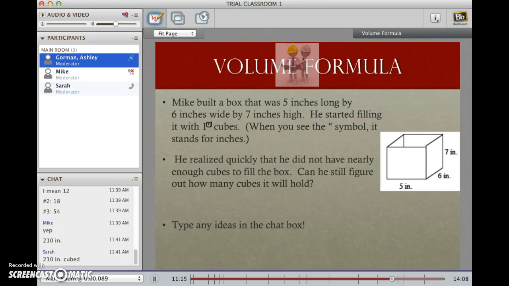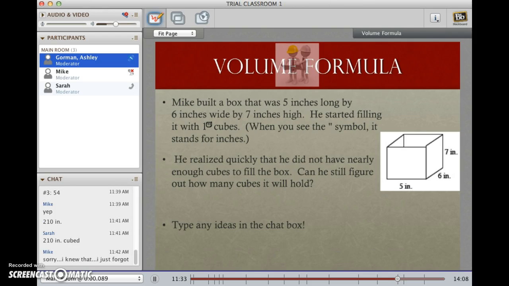Now, it looks like Mike does have an answer ready, but I do like how Sarah put in, it should be cubic inches because we're talking 3-dimensional. Okay, if we were in 1 dimension, it would be inches, but because we're talking about volume, it is cubic inches.